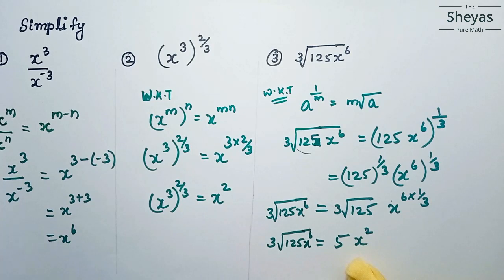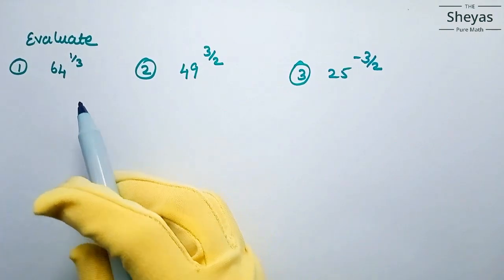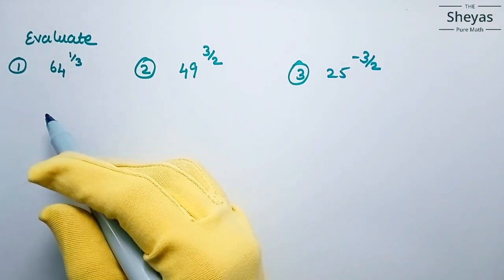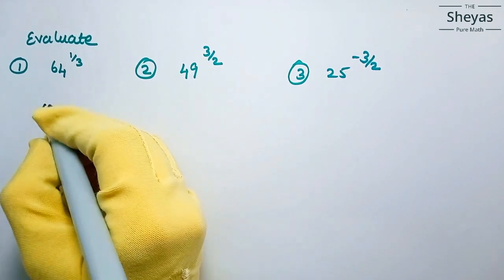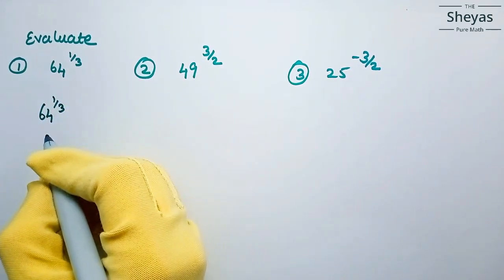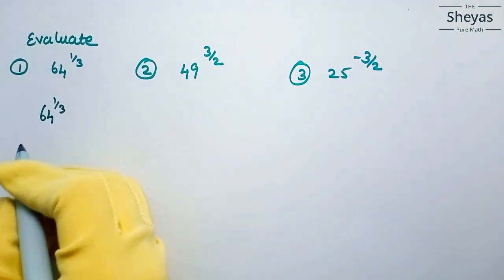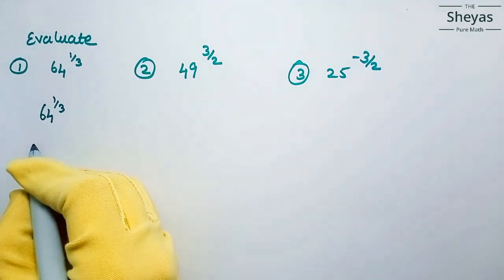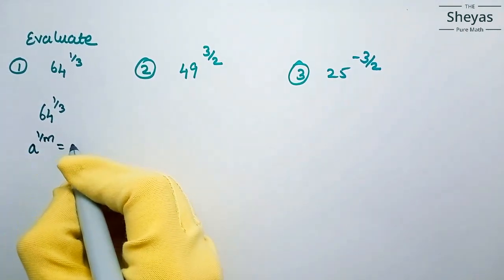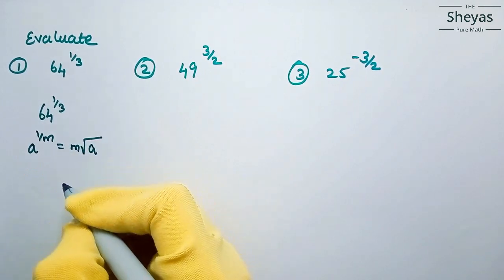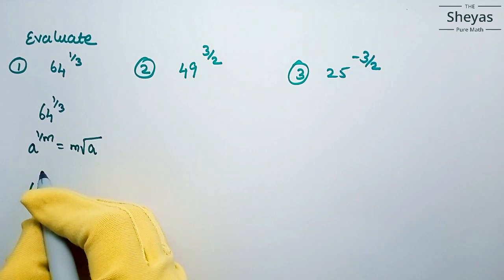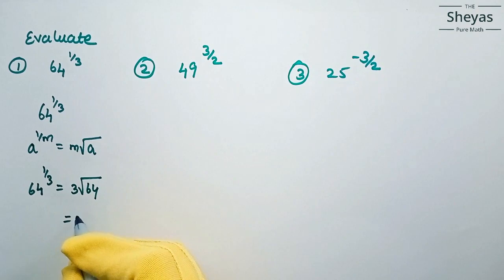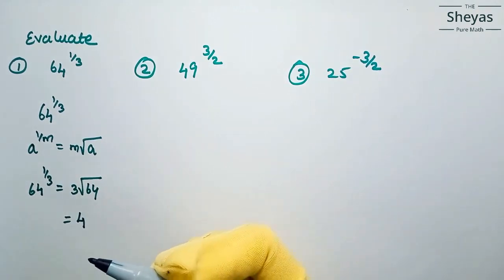Now let us do some other problems. So the next problem is evaluate 64 the whole power 1 by 3. Okay, let us start solving this. The 64 power 1 by 3 can be written as, so we know the formula. What is the formula we know? A power 1 by m can be written as mth root of a. So this 64 power 1 by 3 can be written as cube root of 64. So what is cube root of 64? 4. So 4 is the required answer.